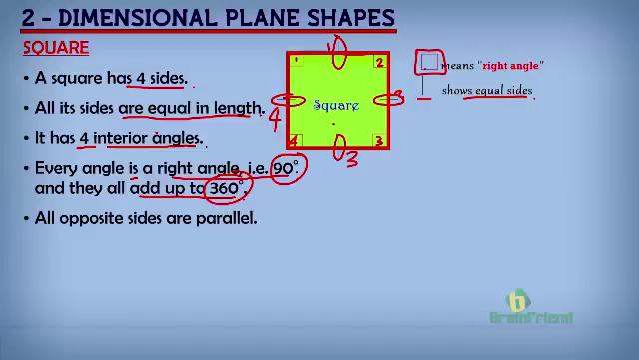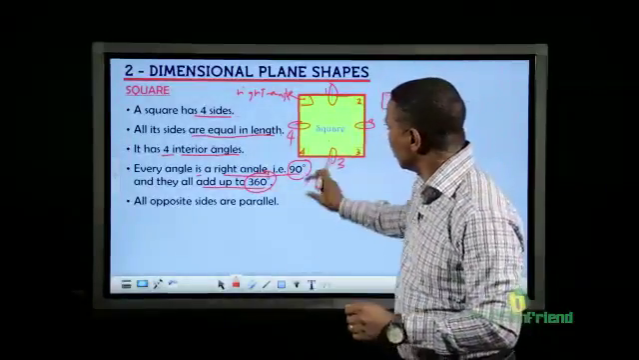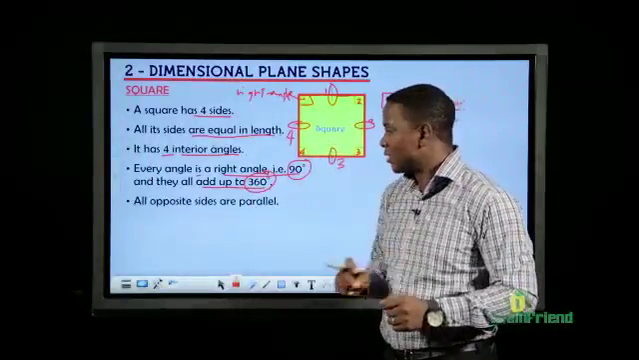Again, this symbol here, which is a little square, by the edges of our shape, we find this little square as a symbol. When we see such a case, it means that there is a right angle by that edge. So we have this little square here by the edge of our shape, telling us that there is a right angle here. So we have 1 right angle, 2 right angles, 3 right angles, and 4 right angles. And a right angle is 90 degrees in size.